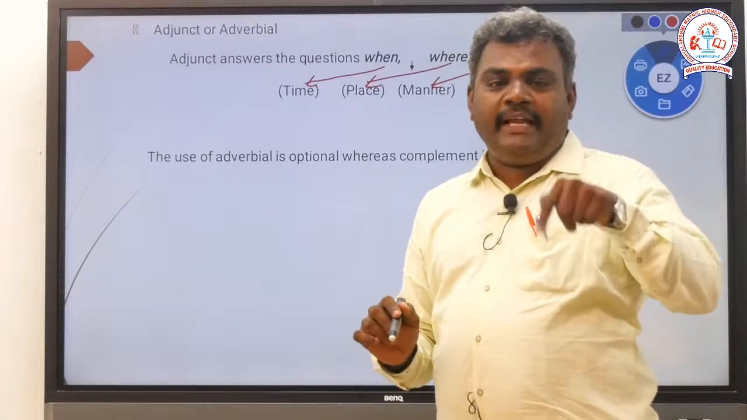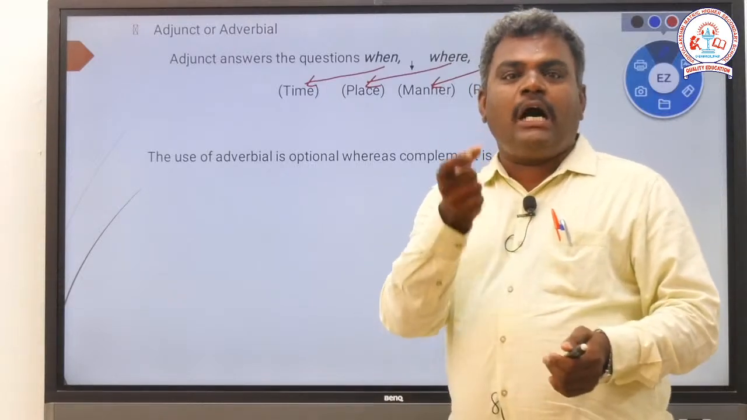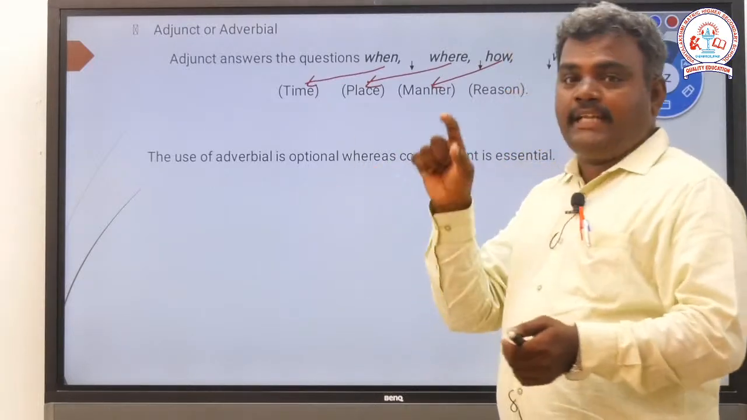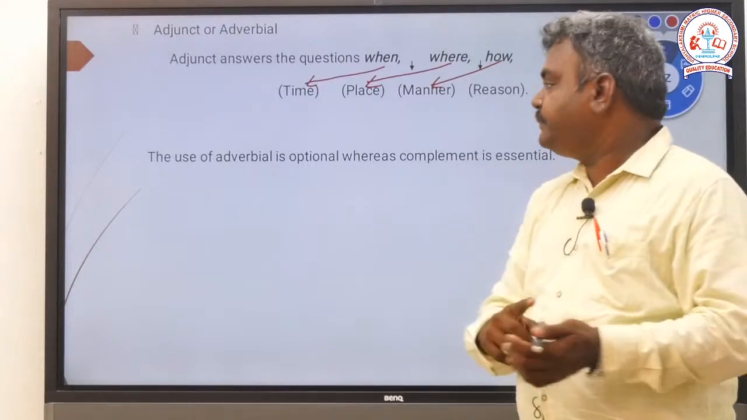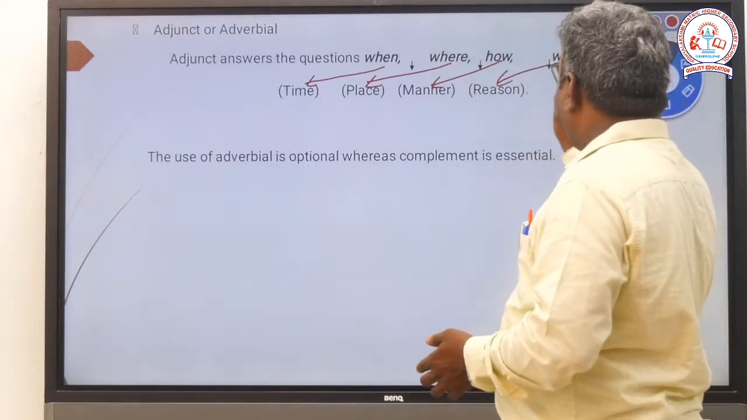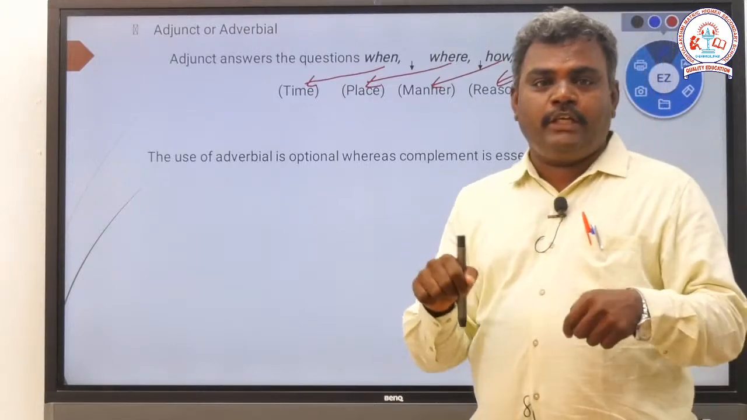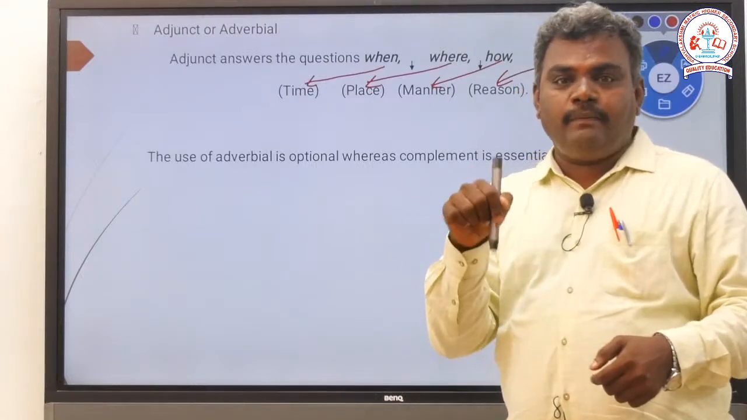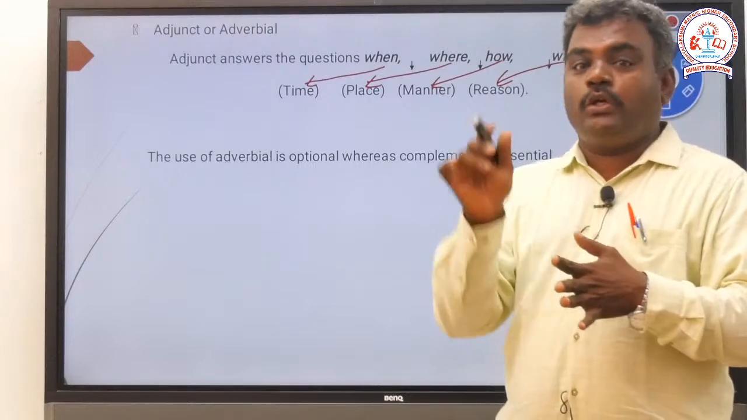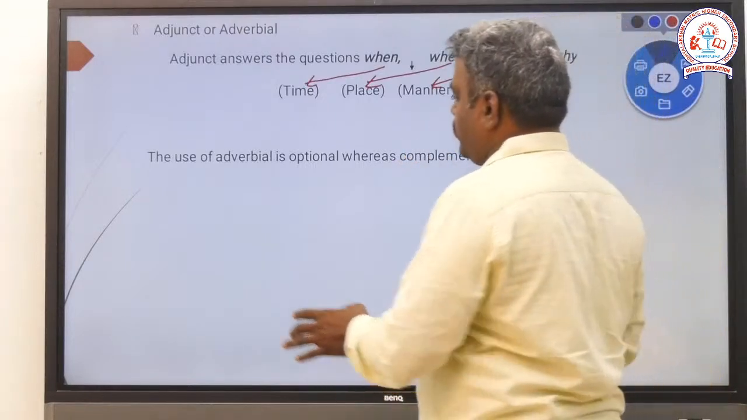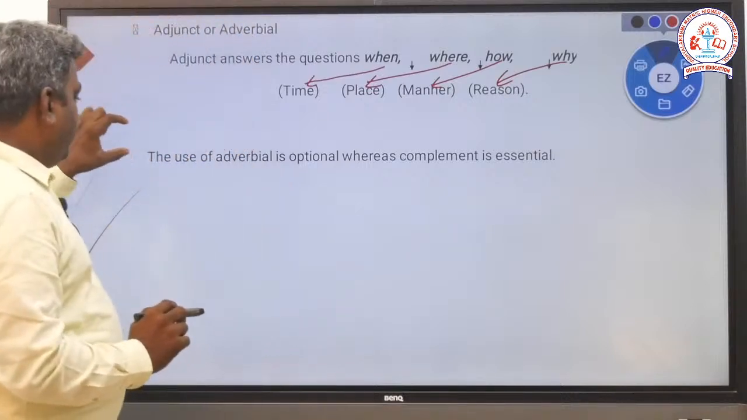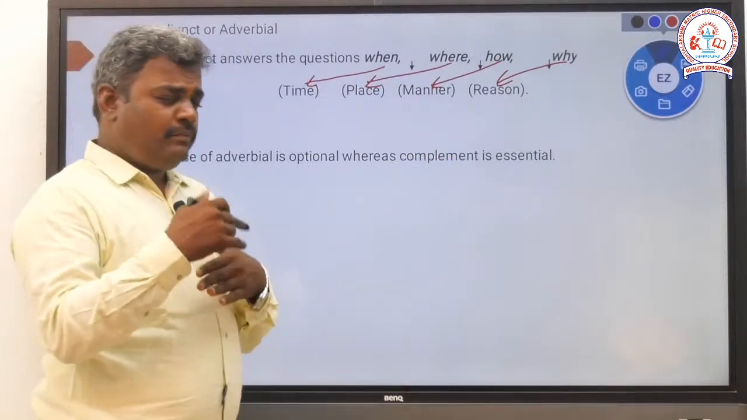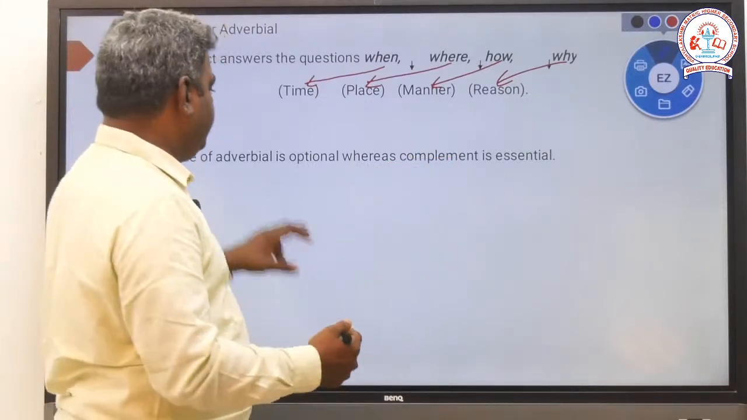Manner means style. My friend writes well. It answers the question, how does my friend write? My friend writes well. Well, it qualifies the verb. Why? Reason. I have come here to teach you English grammar. Why have I come here? I have come here to teach you English grammar. So the reason why. Look at this. The use of an adverbial is optional, whereas complement is essential. Let me teach you complement after this topic.